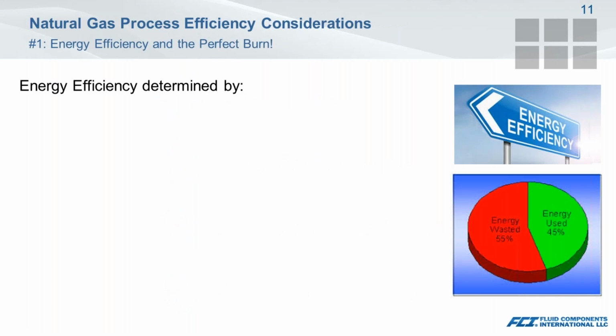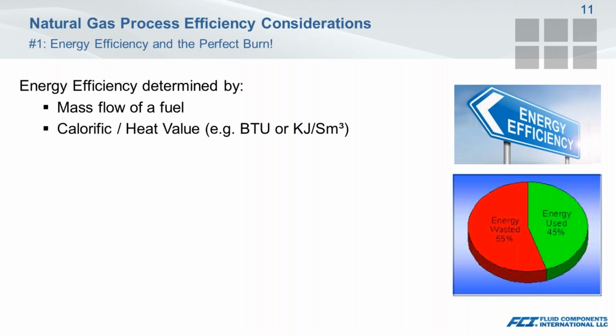So looking at energy efficiency and trying to achieve that perfect burn where we use the full calorific content of the natural gas source, we're tied into basically the mass flow of the fuel and the ability to achieve that perfect burn. It is feasible a lot of times to reach efficiency numbers in the mid to higher 90s. Given varying process conditions, we need to measure the mass flow in order to better understand the BTU content.